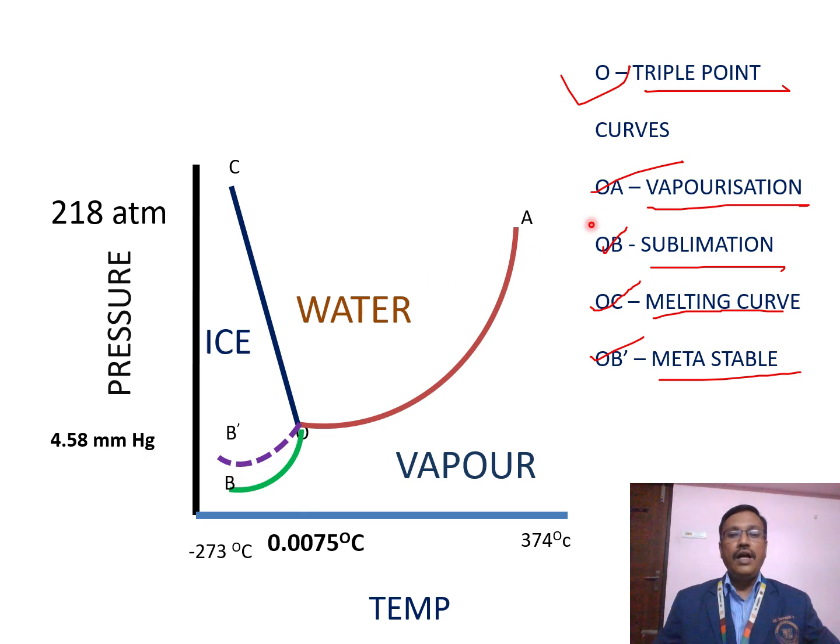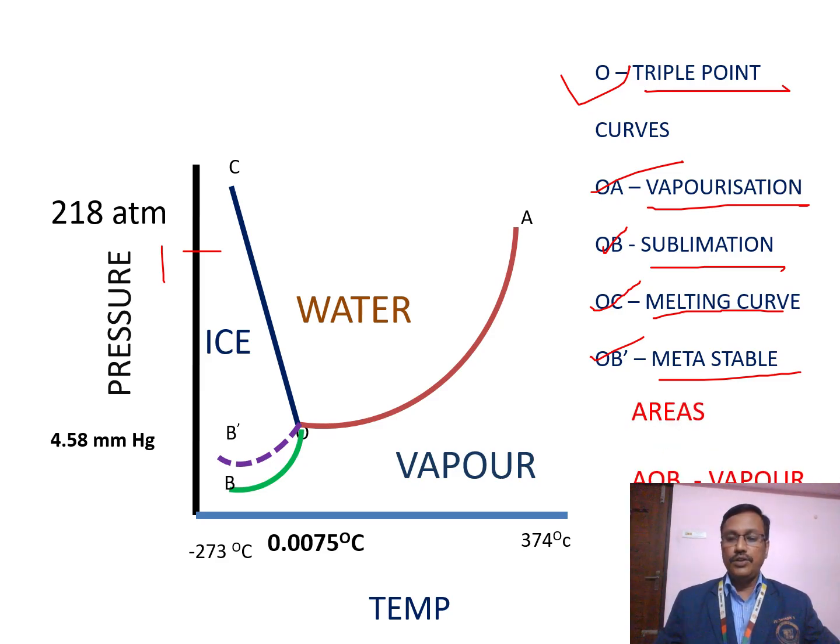What are they? AOC. In that area, what is available? Water. AOB. In that area, we do have vapor. Then what else is that? COB. In COB, we do have ice. One more point here we didn't mention, that A. The point A corresponds to 1 atmospheric pressure.